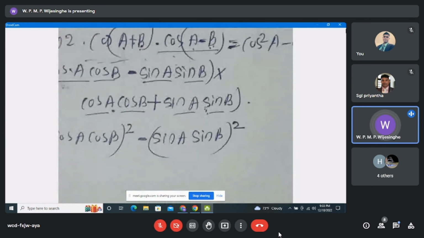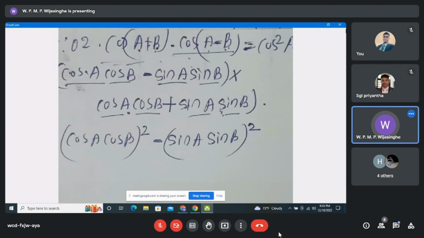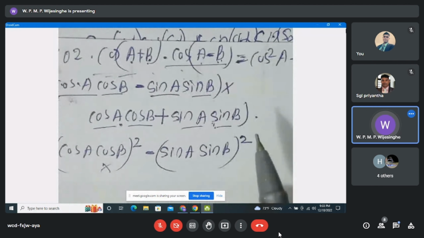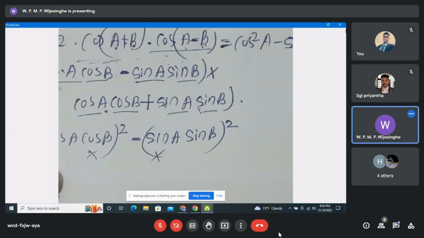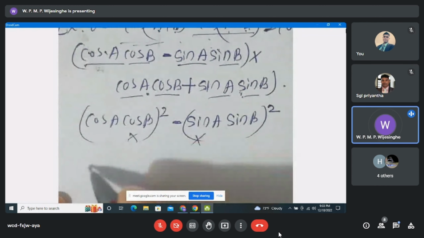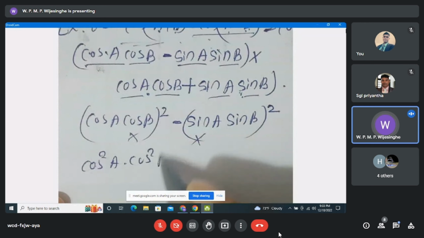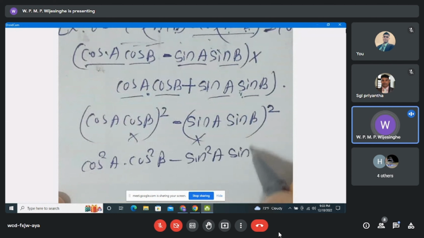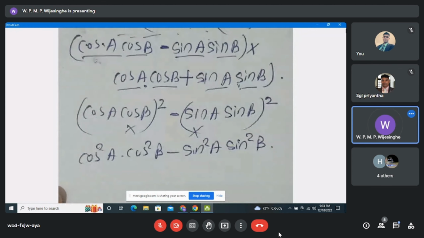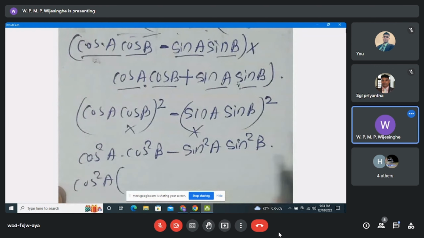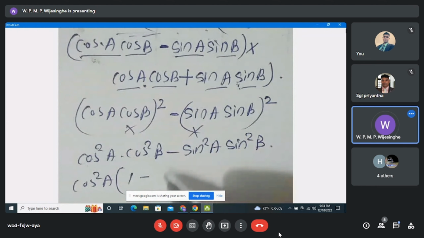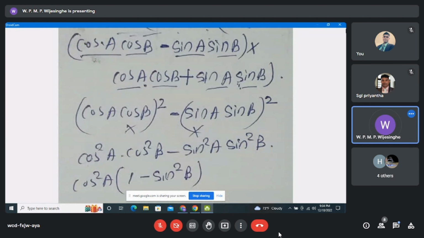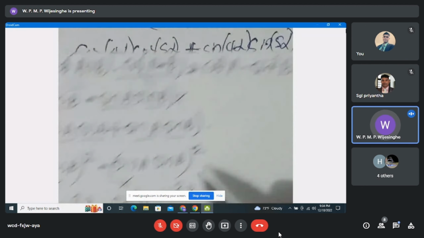Then here I should get, reading from here, cos A cos B should be removed. And sin B should remain. Then sin A should be removed. Then I can write here sin square A cos square B minus sin square A sin square B. Okay, cos square A, I remove this. So I can write it as 1 minus sin square B. Right?